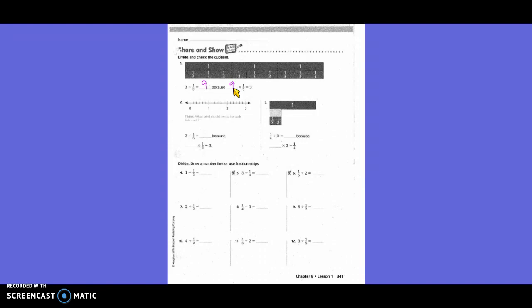So what label should I write for each tick mark? So what are we dividing by? 1/6. So each one of those tick marks should be what? 1/6. Because you're counting small pieces.